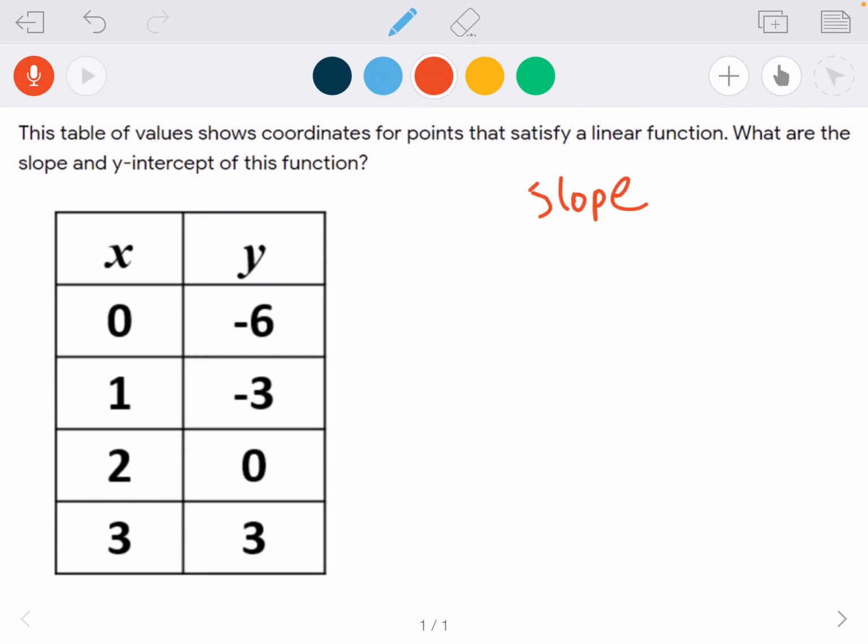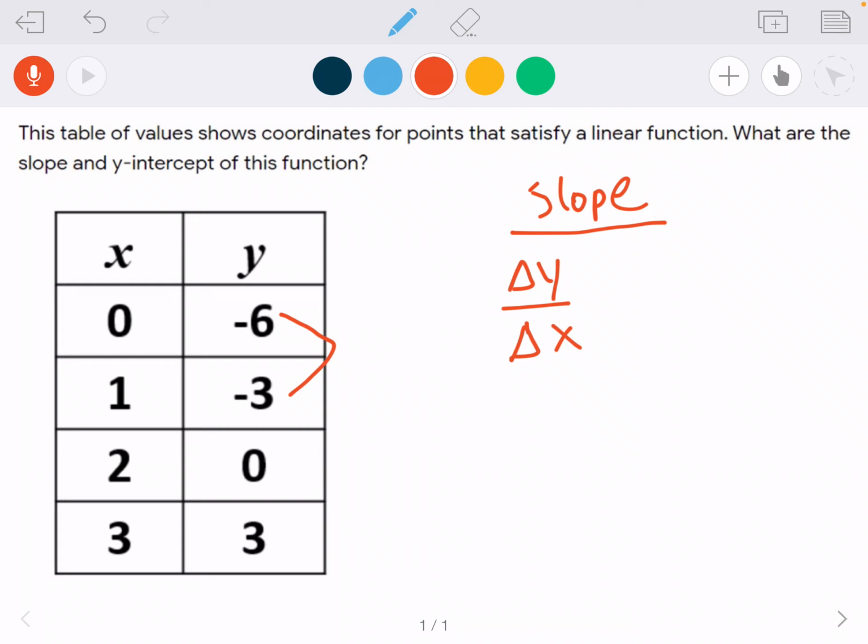The slope, when I'm looking at a table, is the change in y over the change in x. So that little triangle is just a fancy way of writing "change in." So I need to look at what is happening as I move along this table. Let's look at the y's.